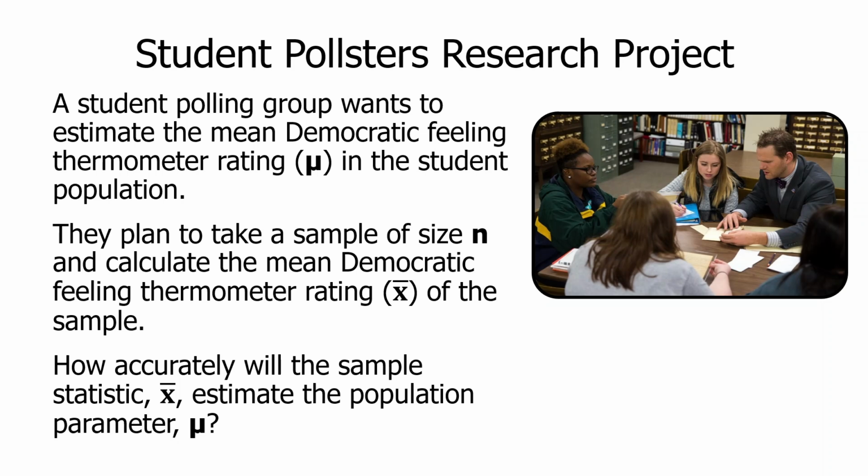For the students, here's the important inferential question. Let's say they take that sample mean, they get 59, and they don't know what mu is. That's the whole problem of inference. They don't know what the population mean is. The question then becomes, how accurately will X bar, say 59, estimate mu in the population? That's the essential question of inferential statistics.